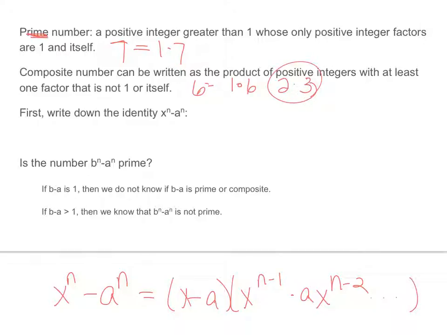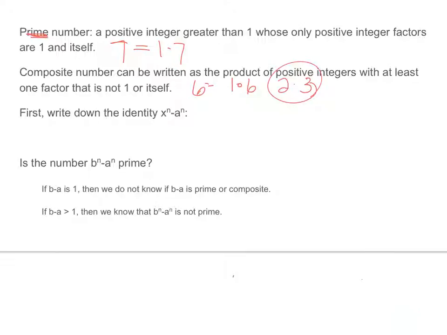Got it. Okay, so let's write down the identity, which I wrote down here. Let's write down the identity x to the n minus a to the n. So that equals x minus a times, you can sketch this down if you don't remember it.